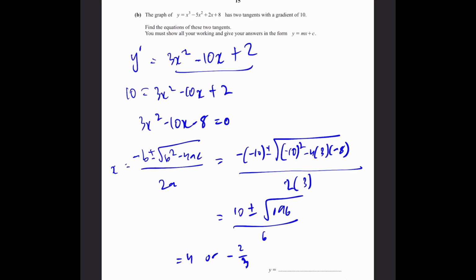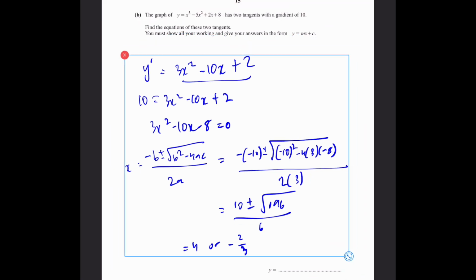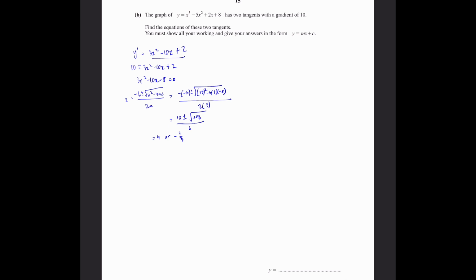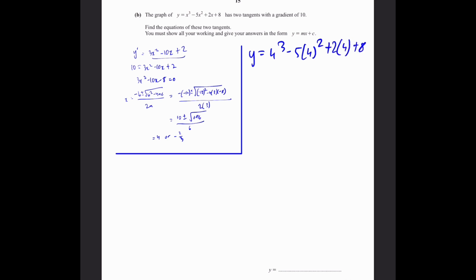Now we can find the y values in the actual equation for each of these x values. I'll just minimize this writing a bit so I have more space. If you want to see the working again, you can just skip back to that part of the video. Now we can just substitute x equals 4. So y equals 4 cubed minus 5 into 4 squared plus 2 into 4 plus 8. That would be 64 minus 80 plus 8 plus 8, which is in fact 0. So y equals 0 for the first one when x equals 4.